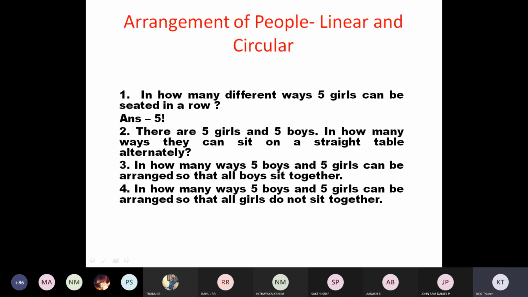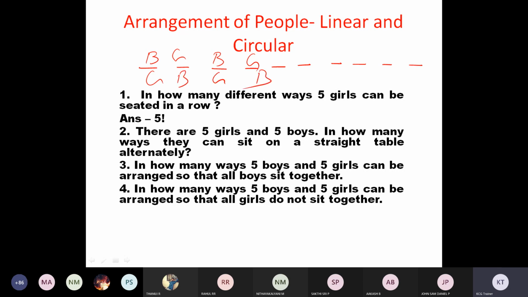In how many ways can 5 girls be seated in a row? 5 factorial. Clear? Second one, there are 5 girls and 5 boys. In how many ways can they sit on a straight table alternately? Alternately means one after other. I'll show you: 1, 2, 3, 4, 5, 6, 7, 8, 9, 10. So this is going to be BG, BG like this, or it can be GB, GB also like that.